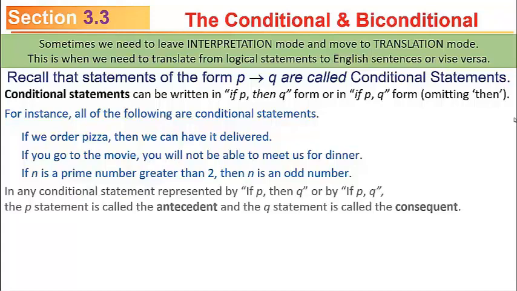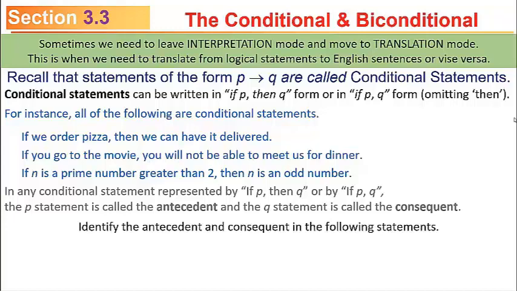In any conditional statement represented by "if P then Q" or by "if P, Q," the P statement is called the antecedent, as I've mentioned earlier, and the Q statement is called the consequent. Occasionally you'll see the antecedent called the hypothesis and the Q called the conclusion. So, identify the antecedent and consequent in the following statements.